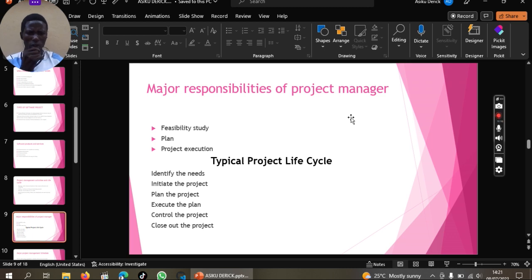Then let us discuss something about the project life cycle. The project life cycle includes identifying the needs of the project. You have to identify what the project needs, and after identifying the needs, you have to initiate the project. It means you have to start the project. Then after starting the project, you have to plan the project, then execute the plans, then control the project. After reaching the control of the project, the last step is to close out the project.